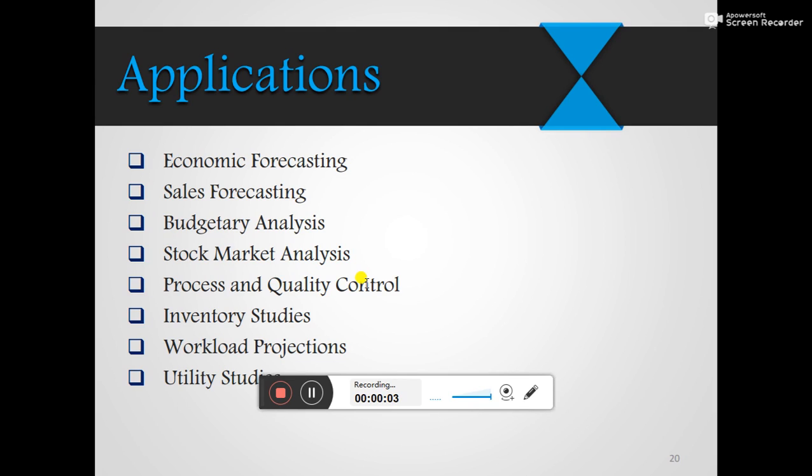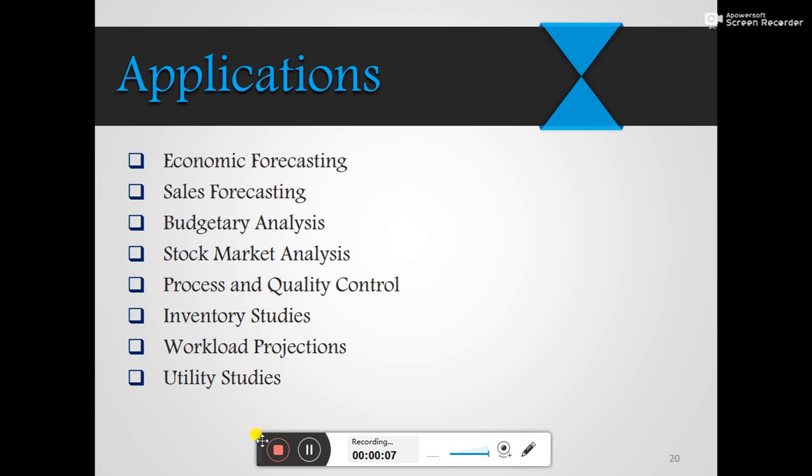Hello student, here I will discuss some applications of time series analysis. Like we have also discussed earlier about forecasting, that is economic forecasting, sales forecasting, budgetary analysis, stock market analysis, process and quality control, inventory studies, workload projections, utility studies. Those can be done using time series analysis.